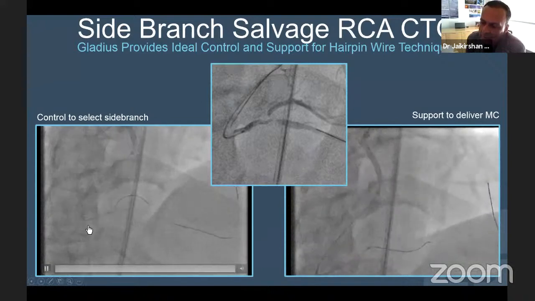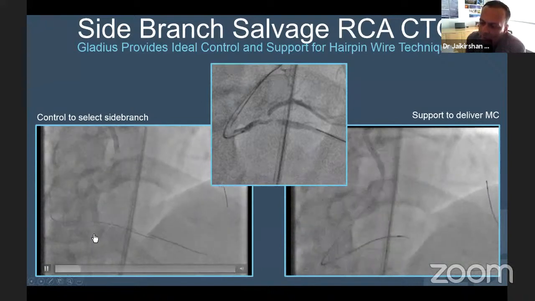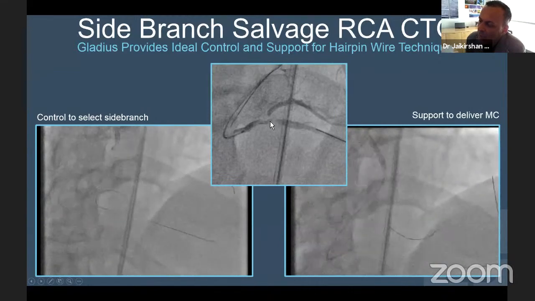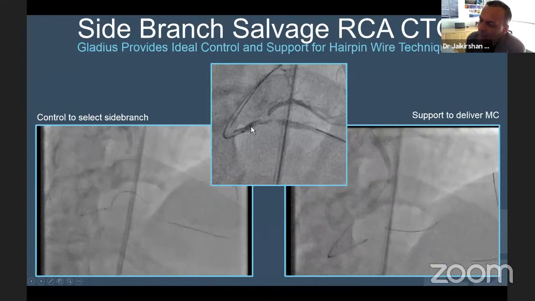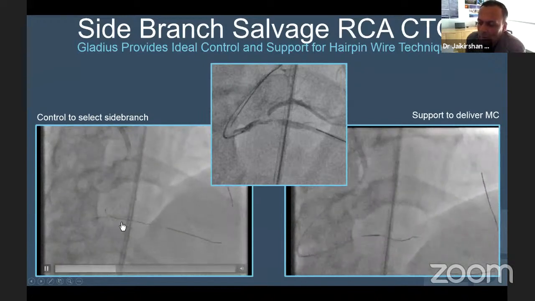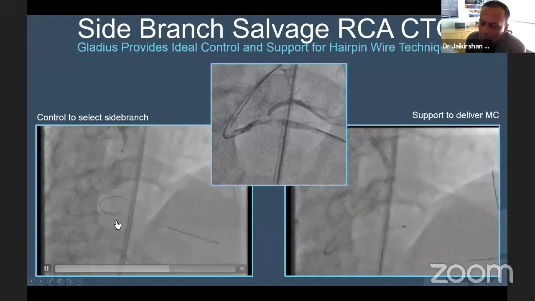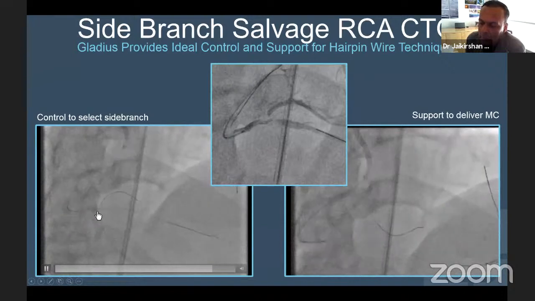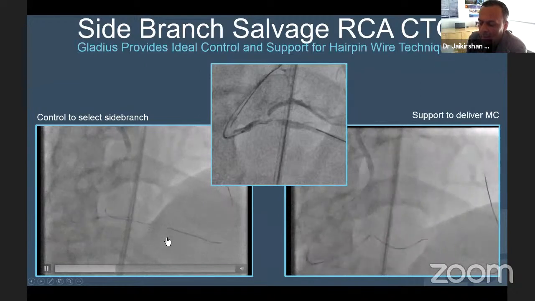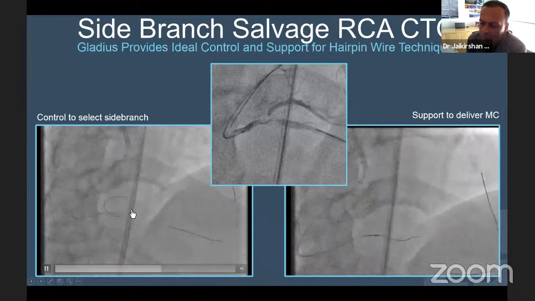This is an RCA CTO that we crossed antegrade, and there was a very, very angulated PLV marginal that we could not wire. So after we crossed, there was no way to make this turn. So we put a hairpin wire in, and the way that we put the hairpin wire in is we use a dual lumen microcatheter to deliver this hairpin wire, and then we just pull back and then select out the branch that we can't wire.